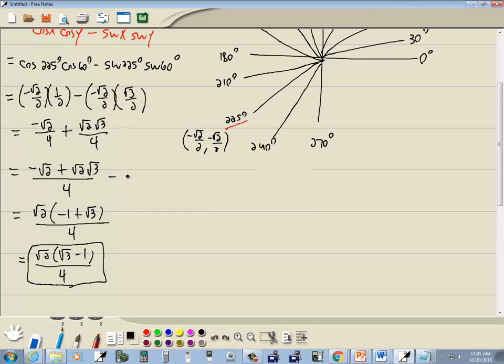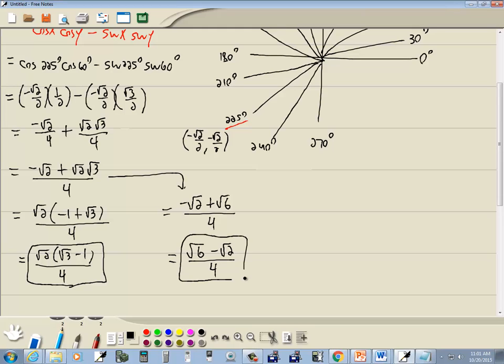Another one is to go ahead and just multiply the square root of 2 times square root of 3. So that gives us negative square root of 2 plus square root of 6 over 4, or I could reverse that. Square root of 6 minus square root of 2 over 4. So different ways you could write your answer on those.